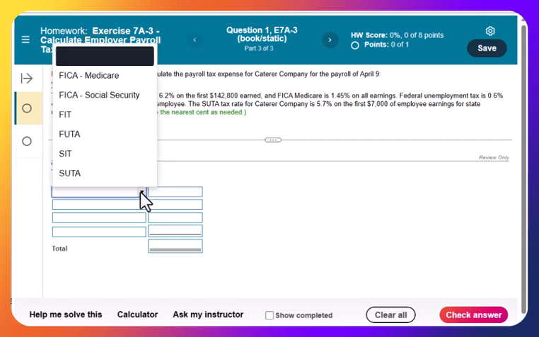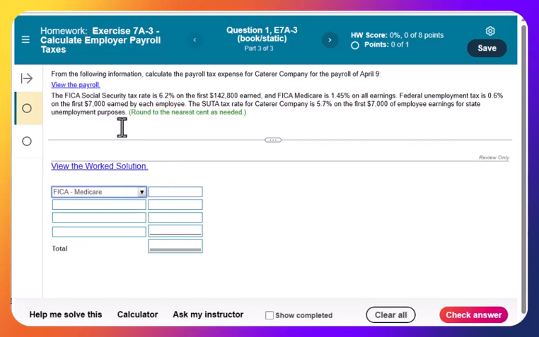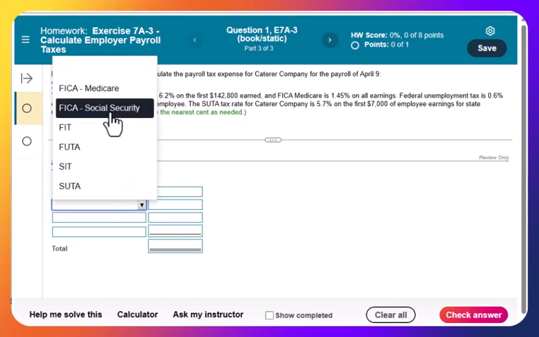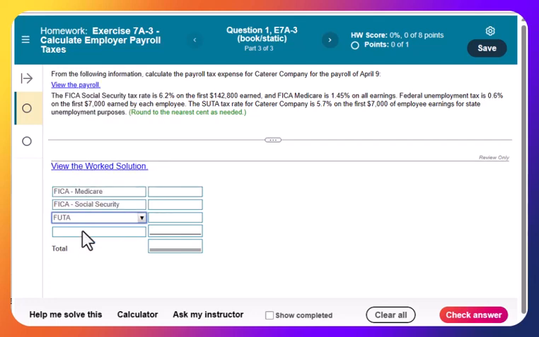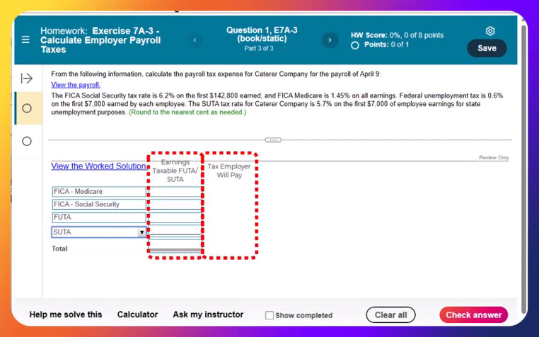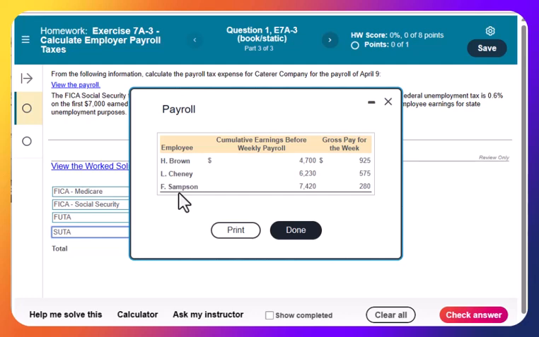So the taxes are Medicare, Social Security, and FUTA and SUTA. Now what they should have done is given us a column for taxable earnings for FUTA and SUTA, because remember the wage base for both of those is $7,000. And we've got some employees here that are either very close, over, or not going to meet that limit.